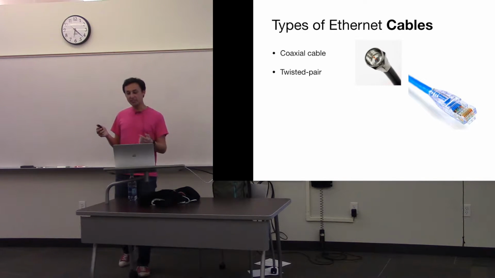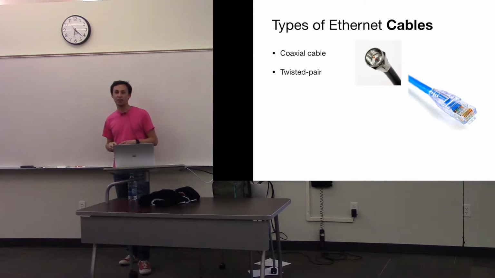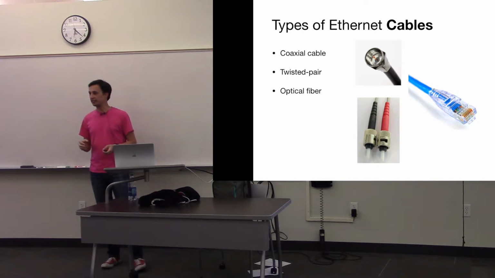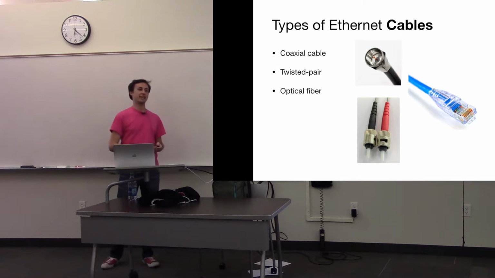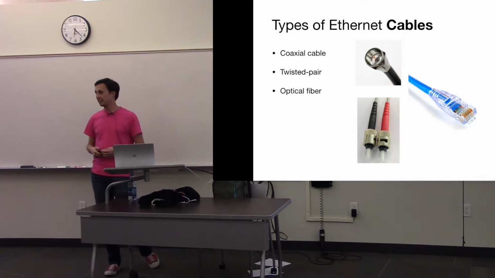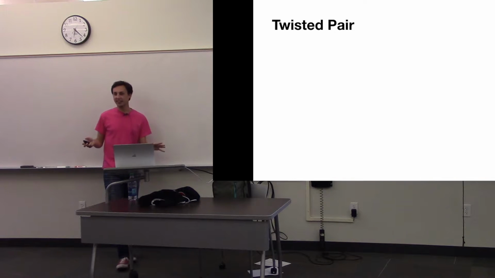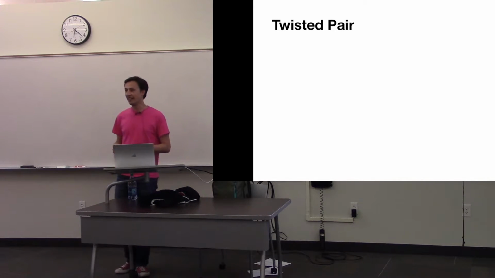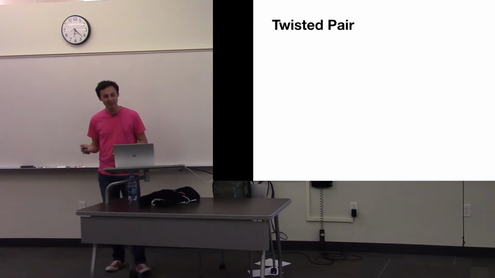And then, of course, if you want to get faster than copper can transmit stuff, you get into optical fiber, where you're using actual light bouncing around inside of a piece of plastic to get from place to place. So twisted pair is what we're going to talk about here, because I didn't have time to learn how fiber worked, and no one wants to hear about coax.